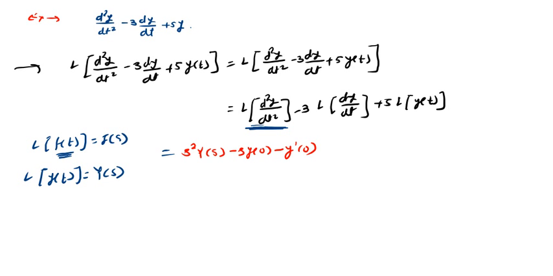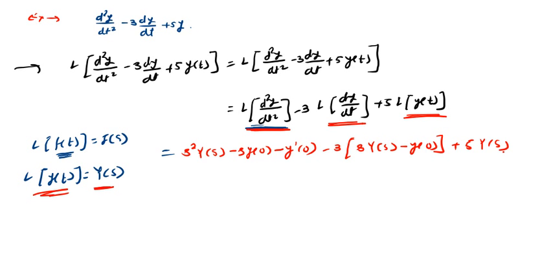So this is the Laplace of the first term, the second derivative of y with respect to t, minus 3 times. Now this is the first derivative, so by the definition this will be s y of s minus y of 0, plus 5 times Laplace of y of t, which we have solved here, that is y of s. So this is your answer, or this will be the Laplace transform of this differential term.